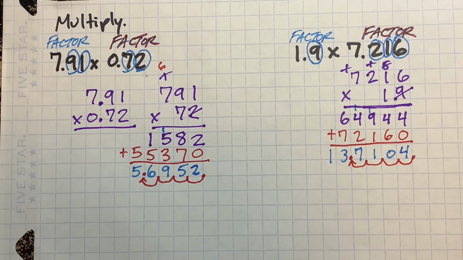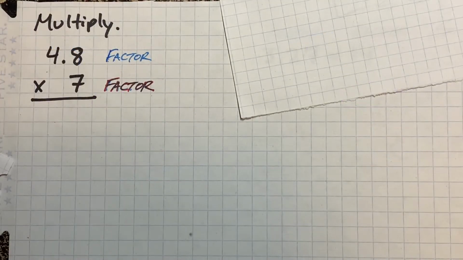Let's do 2 more problems. Alright, moving on with the third problem. So again, what you want to do for the first step is to ignore the decimal points and just multiply like you would any whole number. So in this case, let's look at it as 48 times 7.